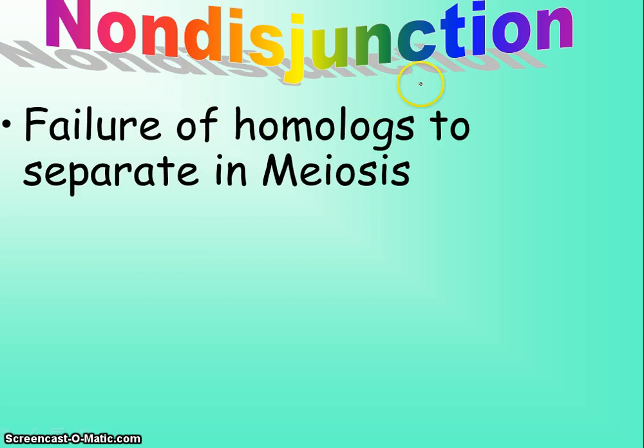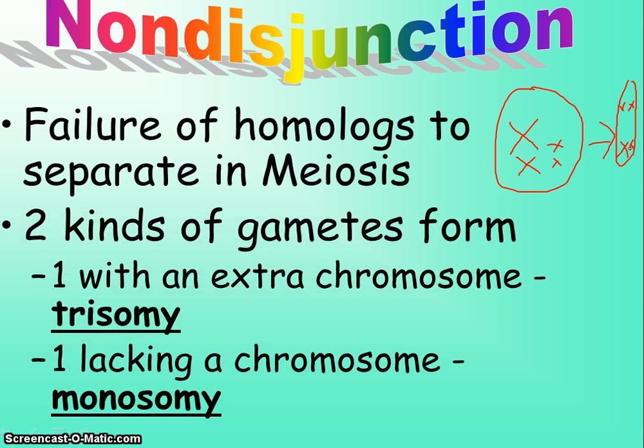Non-disjunction occurs when the cell is in meiosis and you have your homologs lined up at the middle. In anaphase 1, the homologs should pull apart. If there's an error in that and they don't pull apart, two types of gametes can form. One can have an extra copy, which would be trisomy, or the other gamete that could form would lack the chromosome, which is called monosomy.